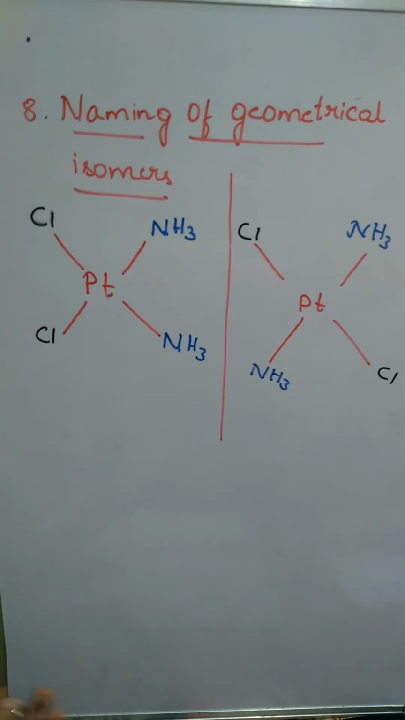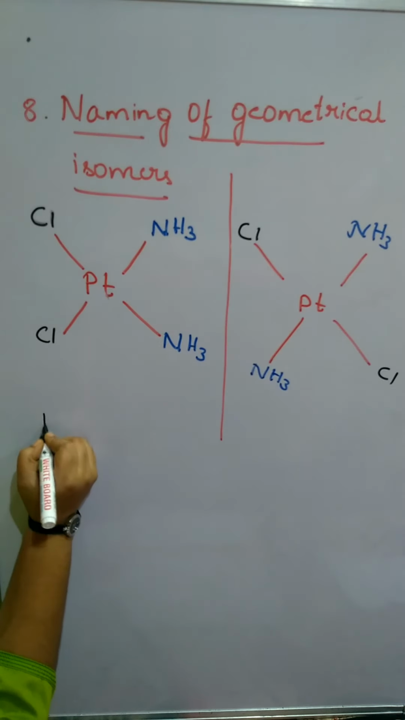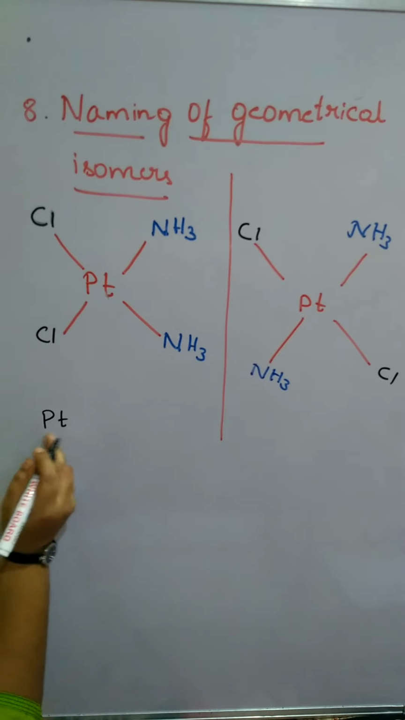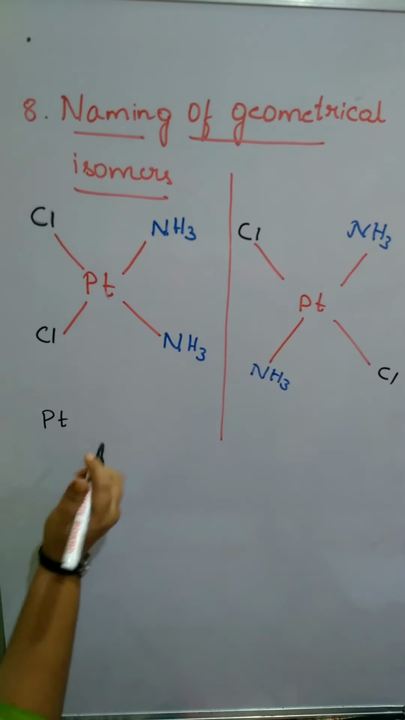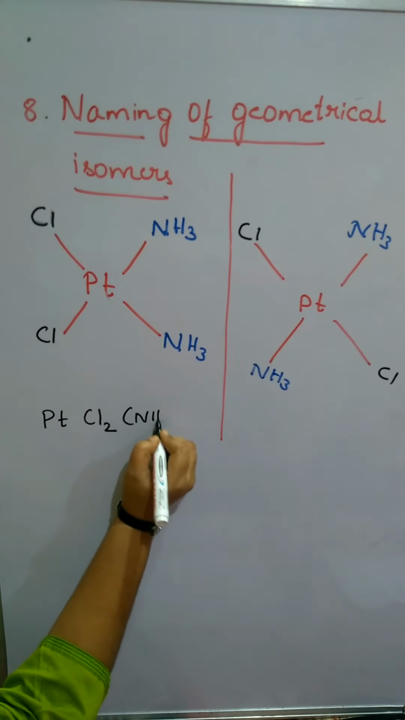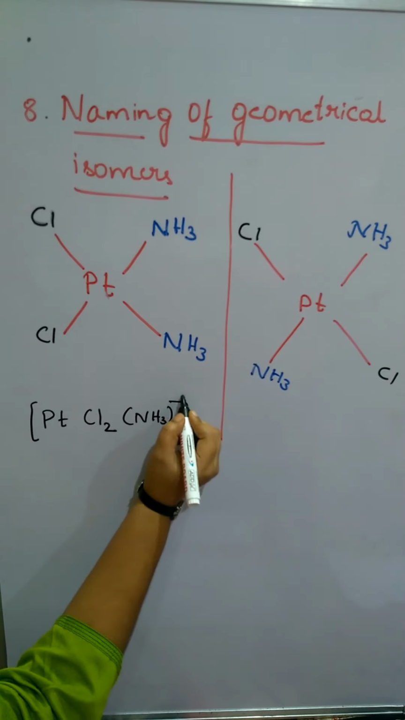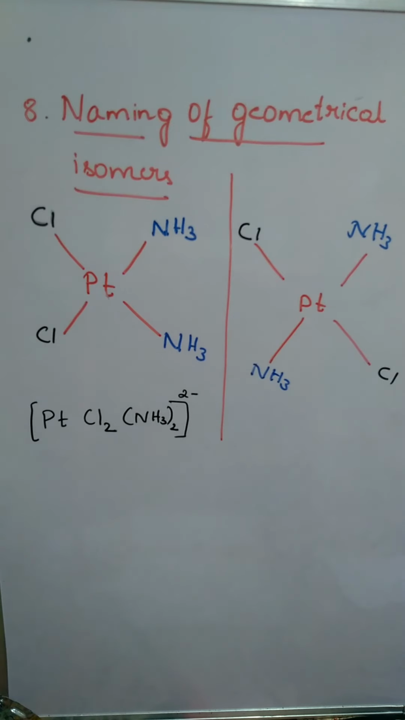The remaining things remain as they are. If it has to be written in the general form, it becomes platinum Cl2, NH3 twice. There is no charge. This is the compound. Now we shall try to name it.